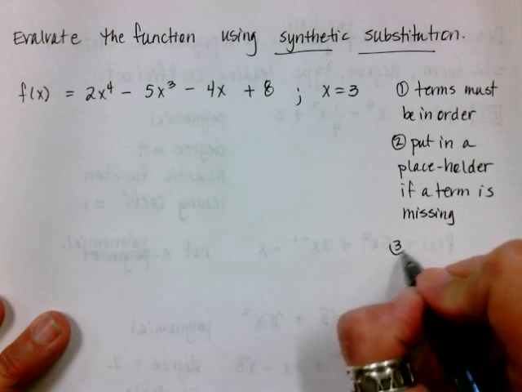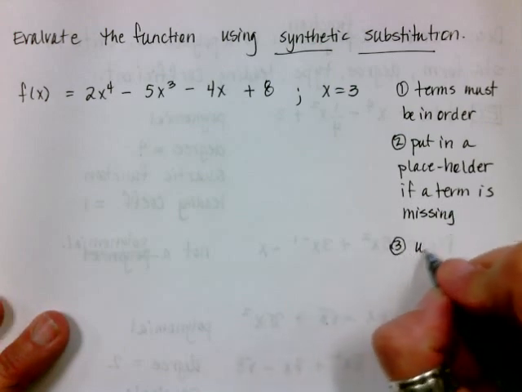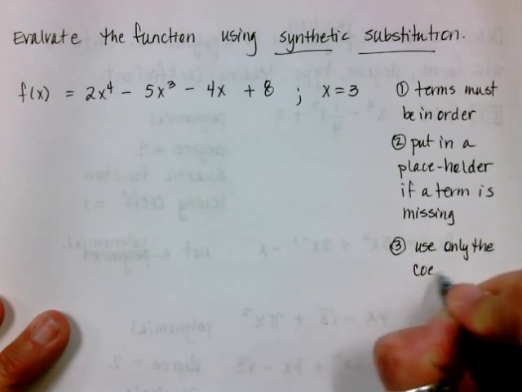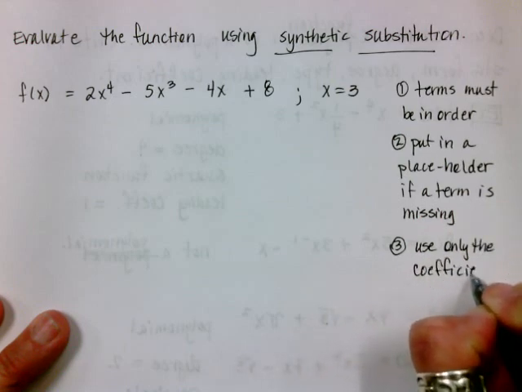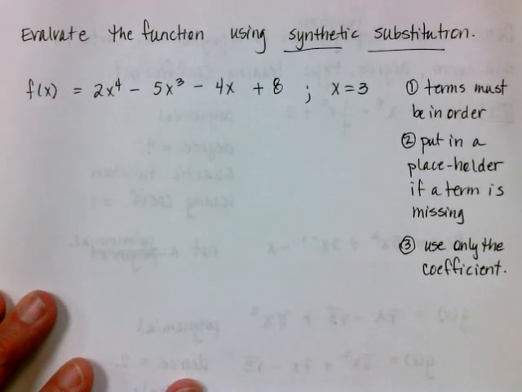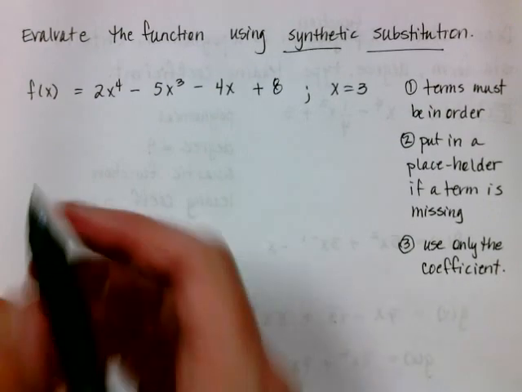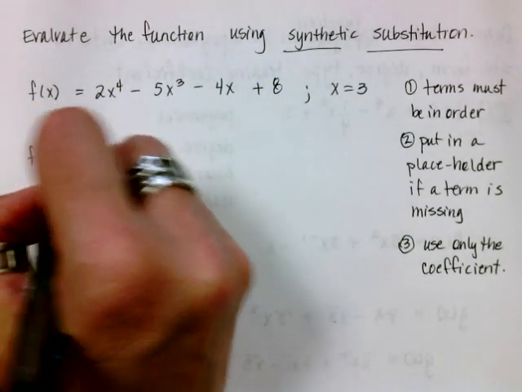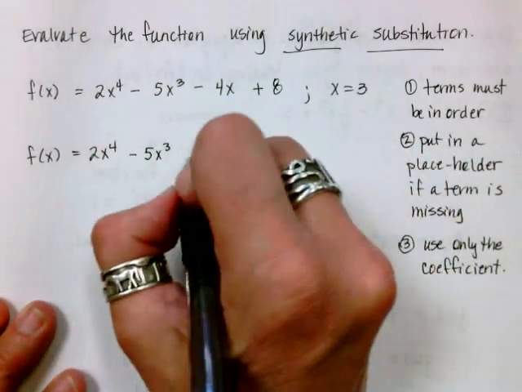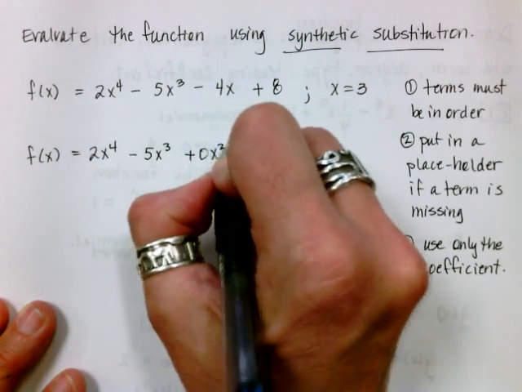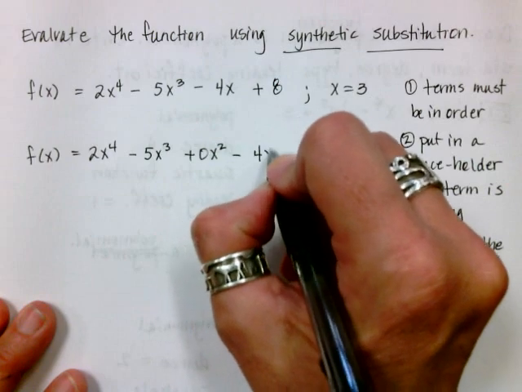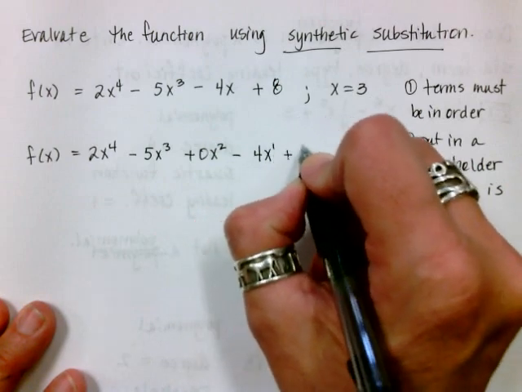Okay? And then what I'm going to do is use only the coefficients. And a coefficient is that number in front of the variable. So first let's talk about, my terms are already in order, but I do need to find my placeholder, and here's what I mean. Here's my 2x to the fourth. My next term is a cubed term, but I'm missing the squared term, so I'm going to put in a 0x squared. Here's my 4x to the 1, and I just put the 1 so you see what I'm talking about.